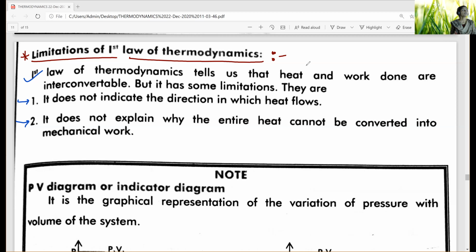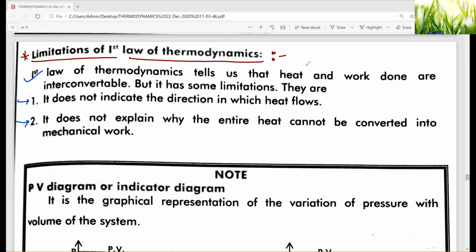The first law of thermodynamics tells us that heat and work are interconvertible, but it has some limitations. So what are those limitations? First, it does not indicate the direction in which heat flows under the present conditions. Second, it does not explain why the entire heat cannot be converted into mechanical work. So these are two limitations of the first law of thermodynamics.